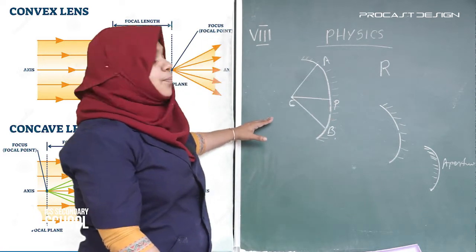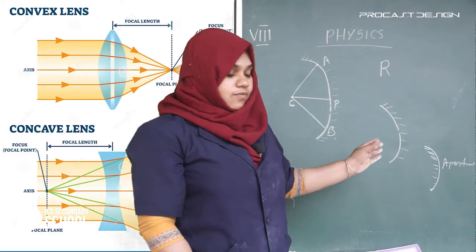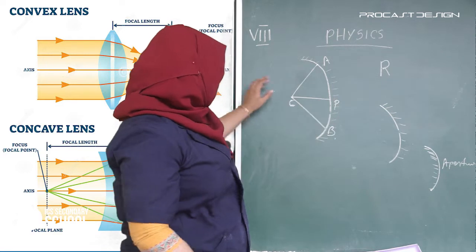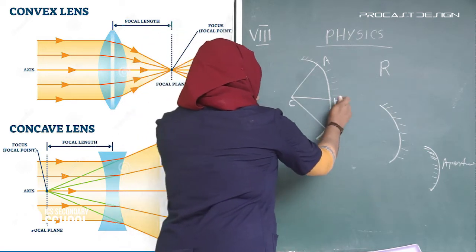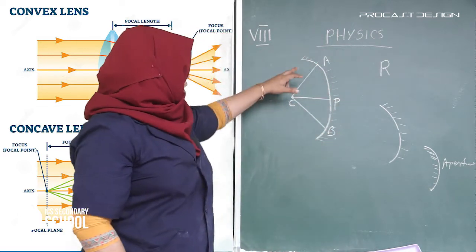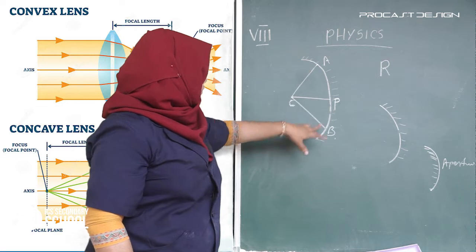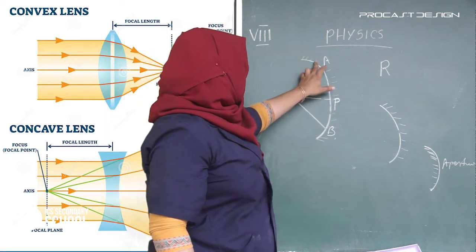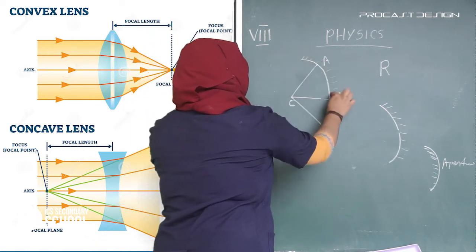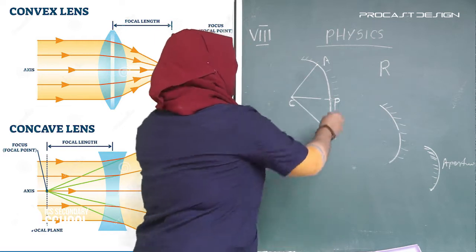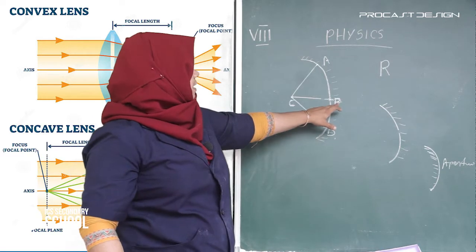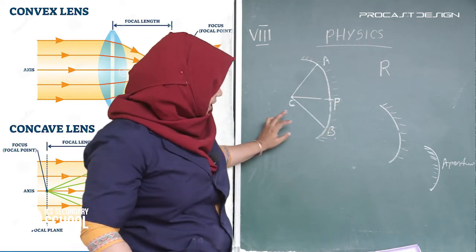Got it? Next, pole. Pole is indicated by the letter P. Here we can see the pole P. What is the pole? The pole is the midpoint of the reflecting surface of the mirror. The midpoint is here, so here is the pole of the mirror. Pole is indicated by the capital letter P.